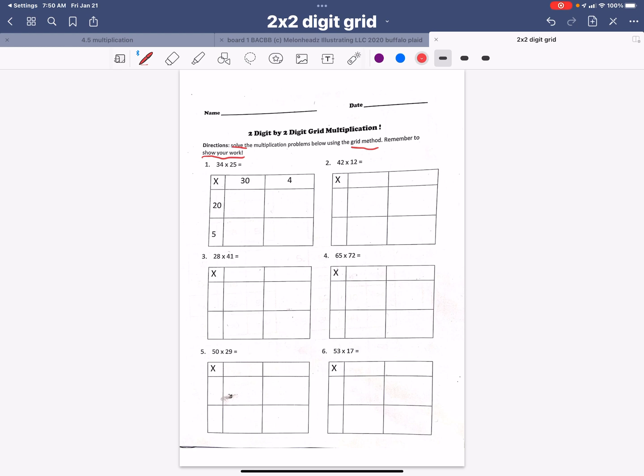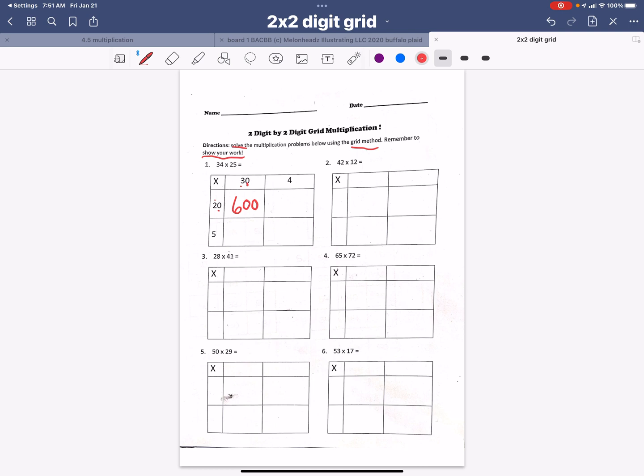All right, so we multiply 20 times 30. The first thing you want to look at is how many zeros you have. I've got 1 zero, 2 zeros, so I'm going to add 1 and 2. And then I multiply 2 times 3. So 2 times 3 is 6, so that's 600.